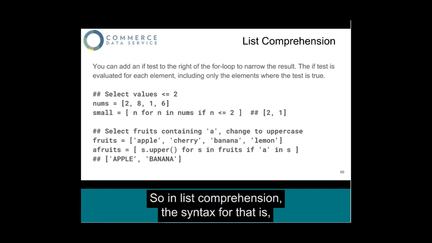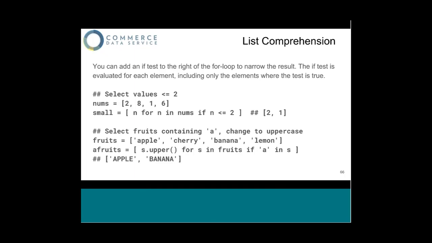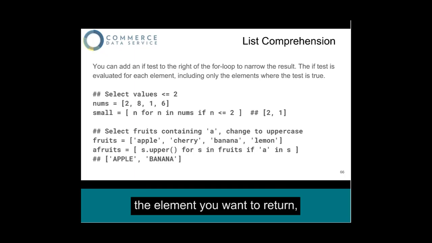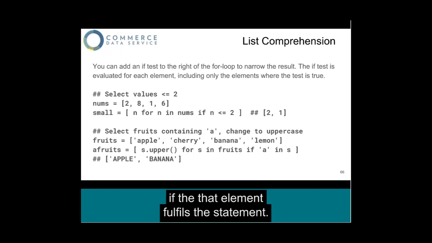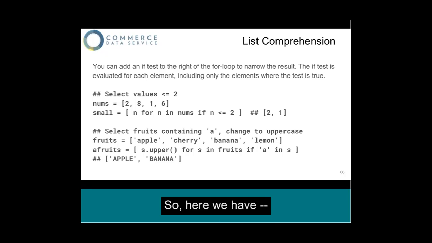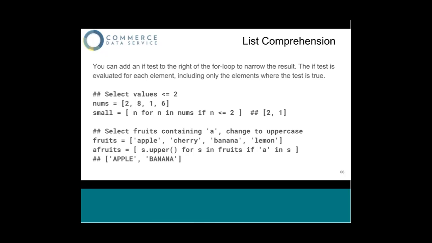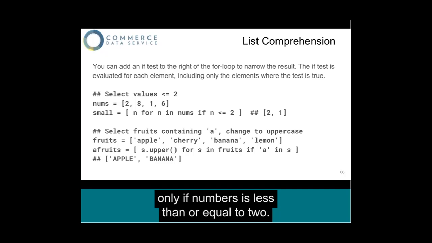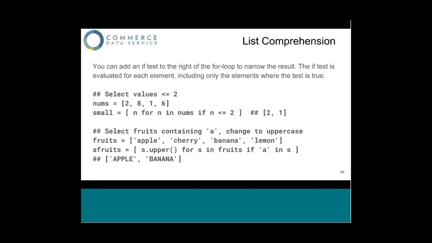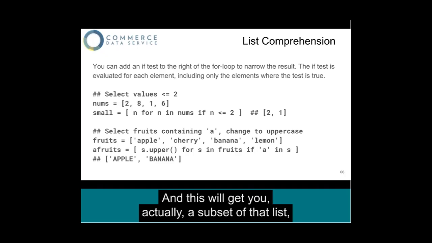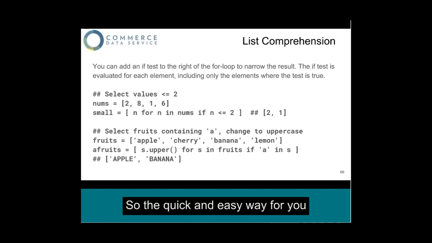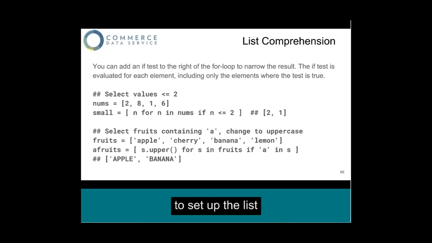In list comprehension, the syntax for that is the element you want to return, for the variable in the list, if that element fulfills the statement. So here we want to return n for every n in numbers only if n is less than or equal to 2. The if statement comes at the end, and this will get you a subset of that list, which is 2 and 1. So it's a quick and easy way to subset a list by some test.